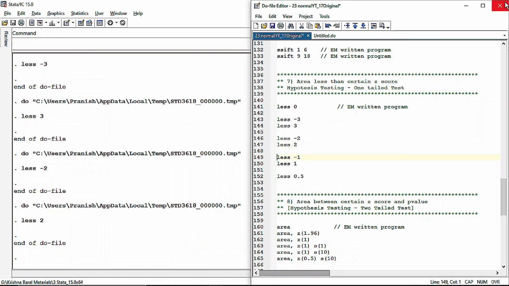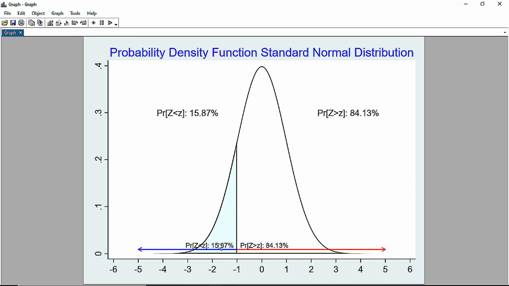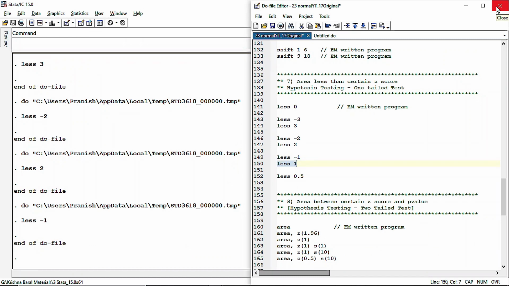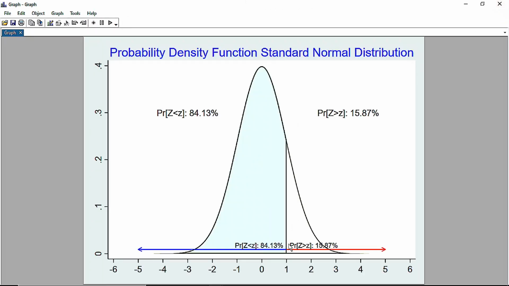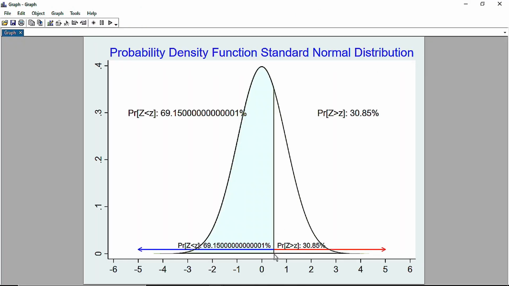They are symmetric. Less than -1, let us see what is the area. Less than -1 is 15.87%, so greater than 1 should also be 15.87%. The normal distribution is a symmetric distribution. We'll use this program in order to test the one-tail hypothesis. Less than 0.5, let us see what is the value. It is 69.15%, and greater than -0.5 should also be of the same value.